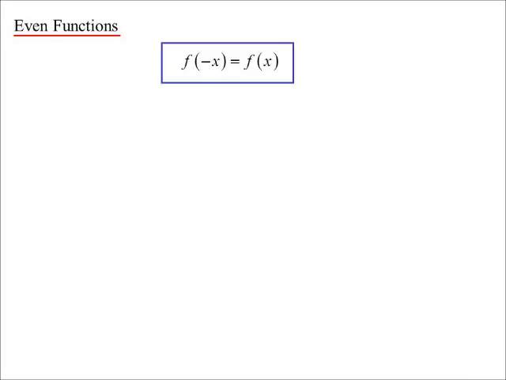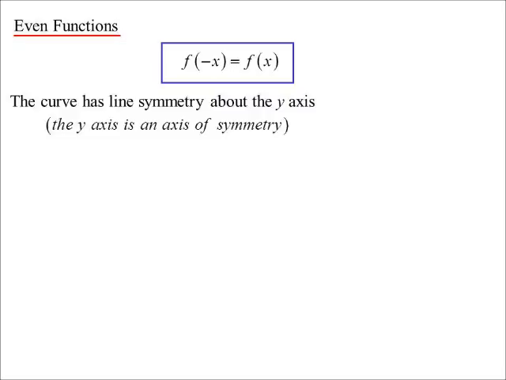Even functions. That's where function negative x is equal to function x. Also has symmetry, but it has line symmetry. So the y-axis is the axis of symmetry. Parabola, is it even? Yes. Hyperbola? No. Obviously, because we just said it was odd. Cubic? No. Can we catch them twice? Circle? No. Very good. It's not a function.